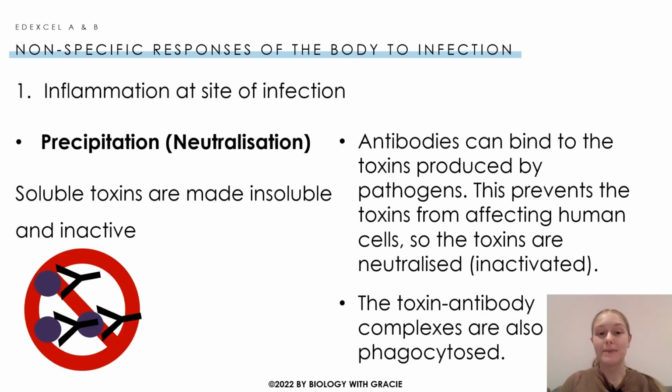Then we have precipitation, which is also known as neutralization. So soluble toxins are essentially made insoluble and inactive. Antibodies bind to toxins produced by pathogens, preventing them from affecting human cells, and so the toxins are neutralized, which is also known as inactivation. Then the toxin-antibody complexes are also phagocytosed, so that the toxin that's present with the antibody can't cause any more destruction.